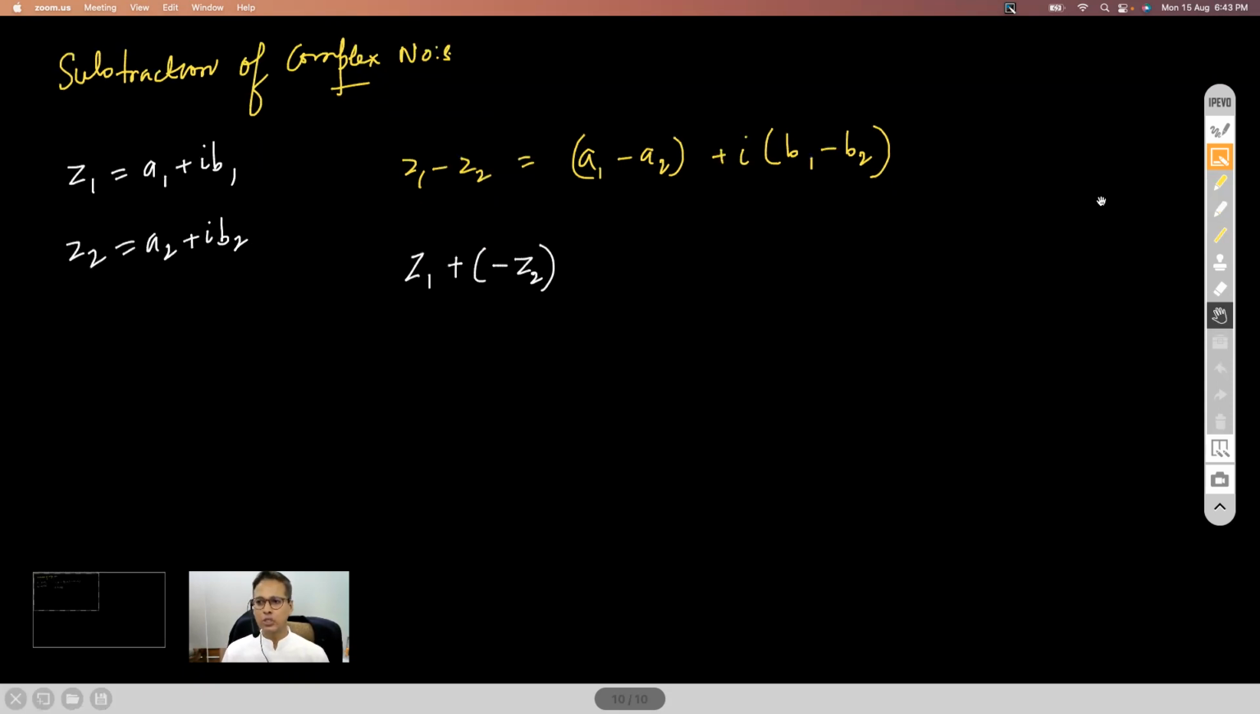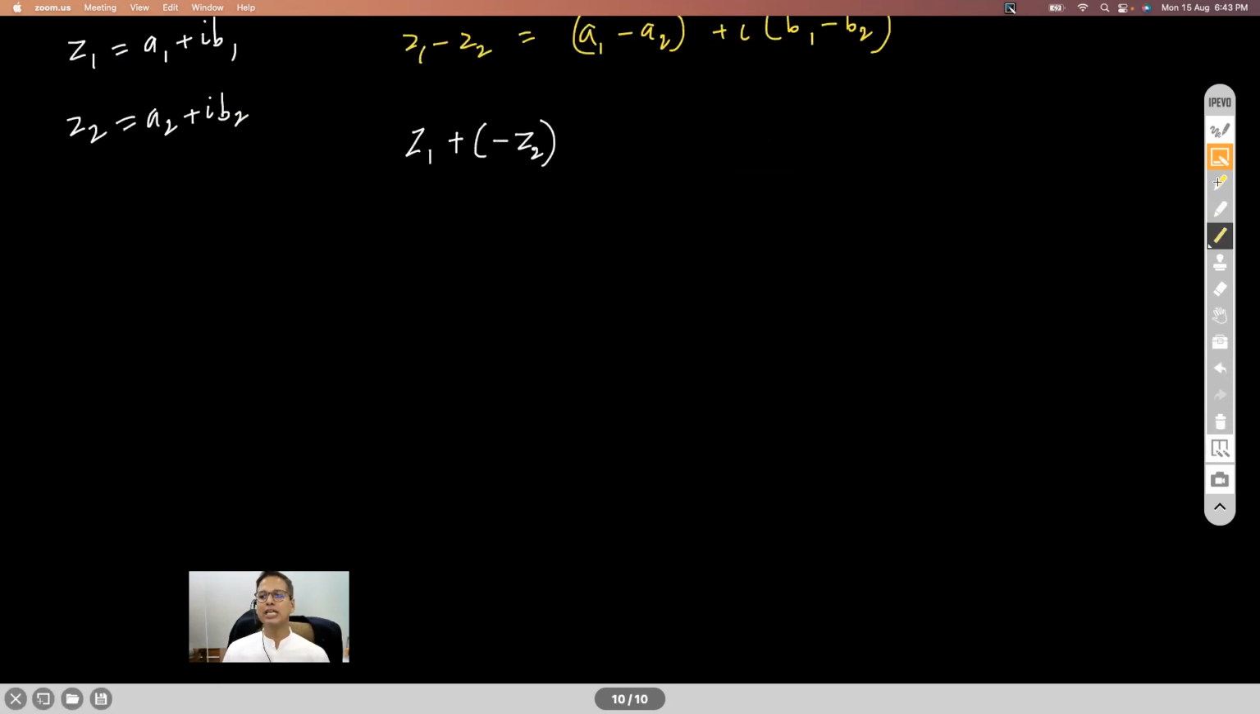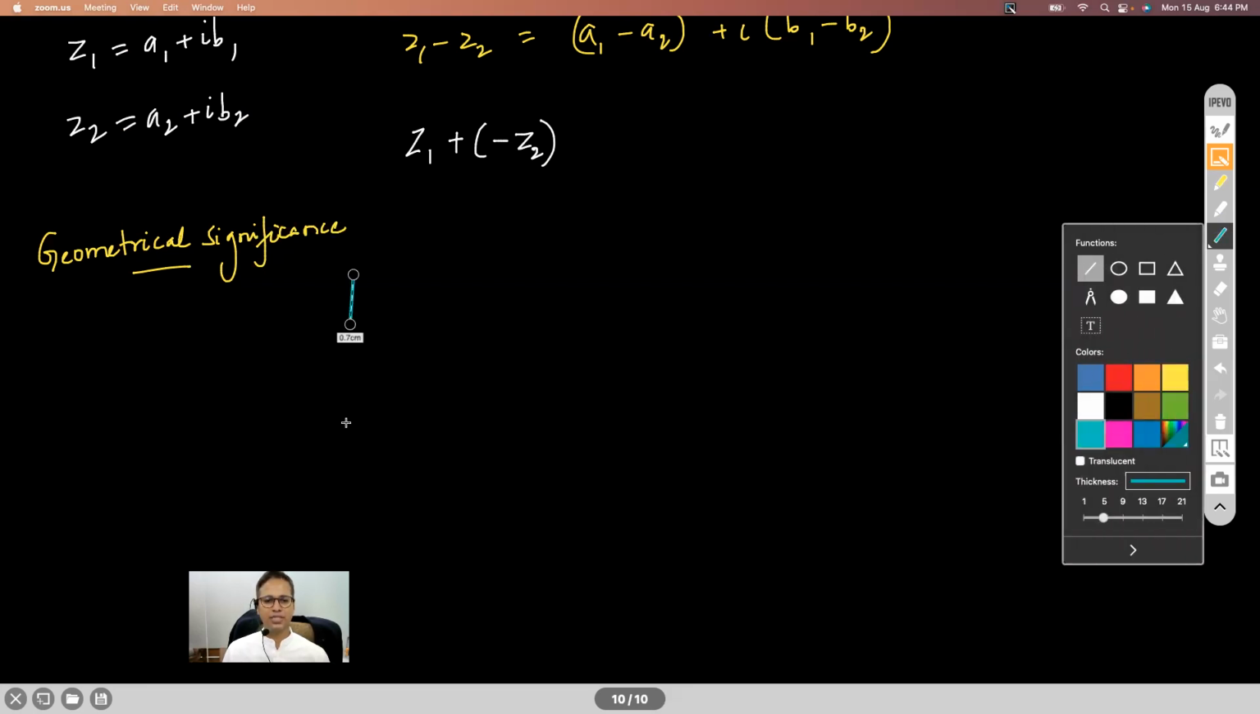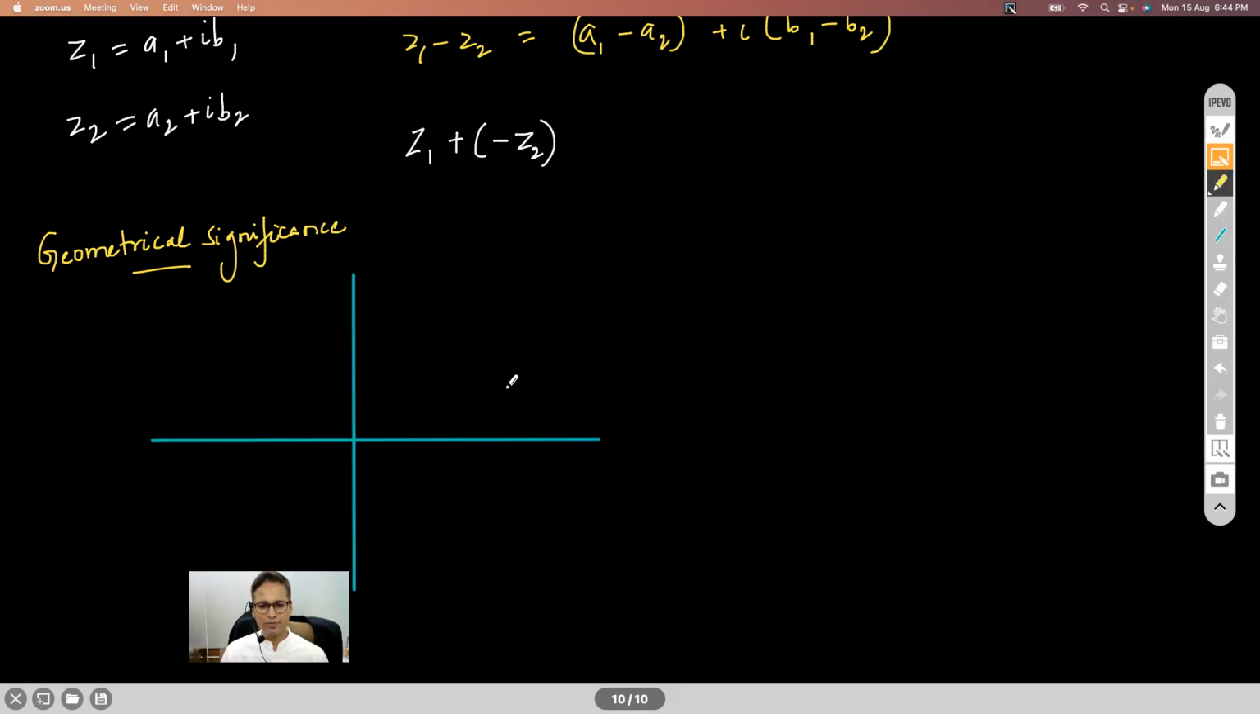Correct. So let us do this on the Argand plane. Let's look into the geometrical significance. So now if I have, let's say, an Argand plane which has got Z1 and Z2. Okay. Let's say this is my Z1 and this is my Z2. Now I want to find out where is my Z1 minus Z2 complex number.